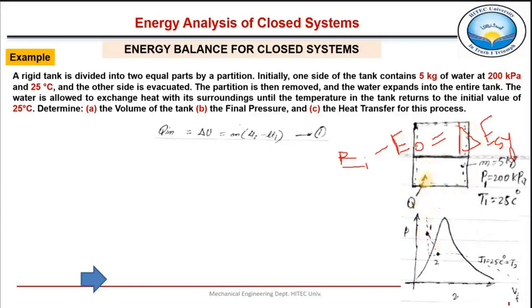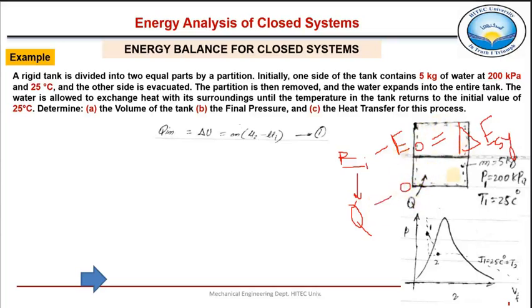So the energy going into the system is Q. There is no work crossing the system boundary, so W is 0, but there is heat transfer Q in. So this is Q, which is going into the system, minus, is there any energy leaving the system? No energy is leaving, only entering, so that is 0.